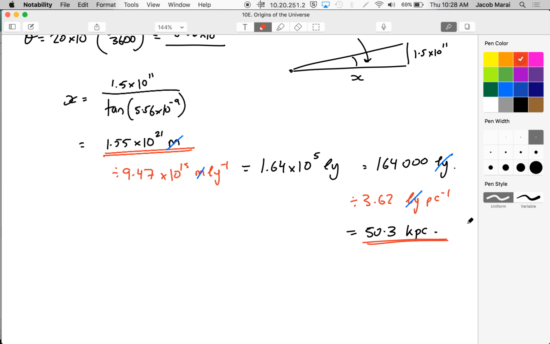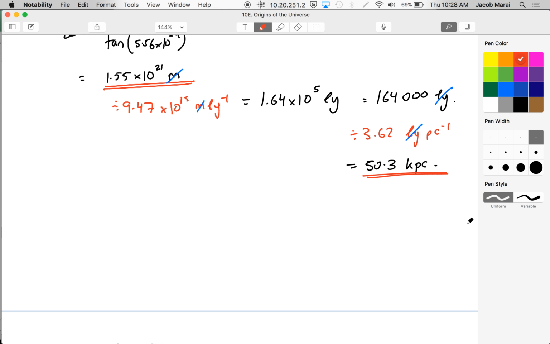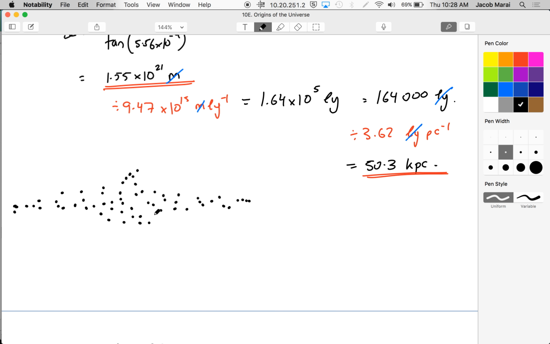Okay? Now, what do you notice about that number? Bigger than 8,000. Here is our galaxy, measured in kiloparsecs. So it said it only measures up to 8,000 parsecs. Well, we're so overshooting our mark.